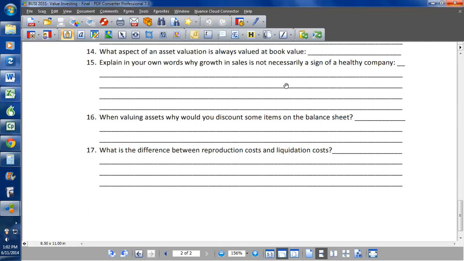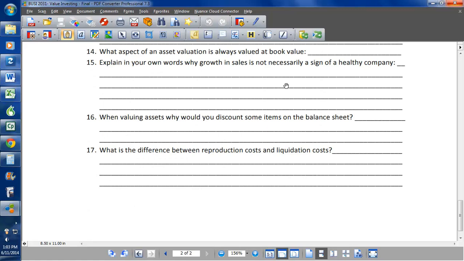Number 17, what is the difference between reproduction costs and liquidation costs? So reproduction cost is what you would pay if you were buying it new right now. Like if you had to buy a machine new right now, how much would it cost you to do it? Liquidation cost is if you just sold one to get rid of it quickly, what price could you get for it, right?